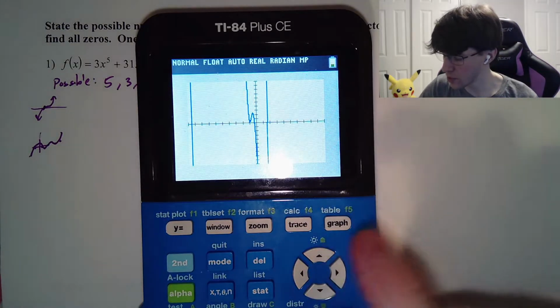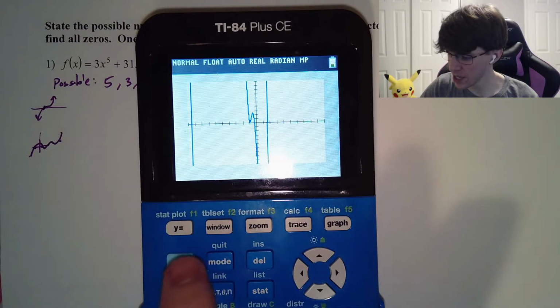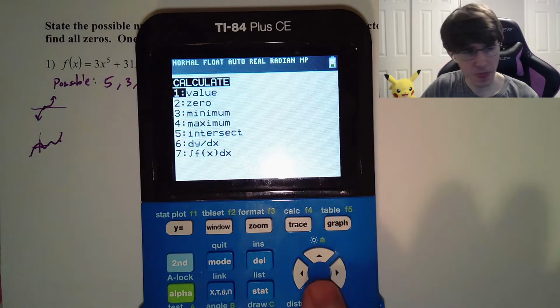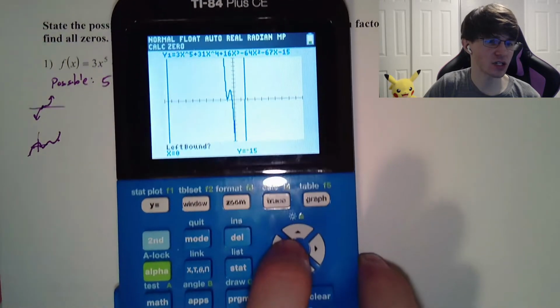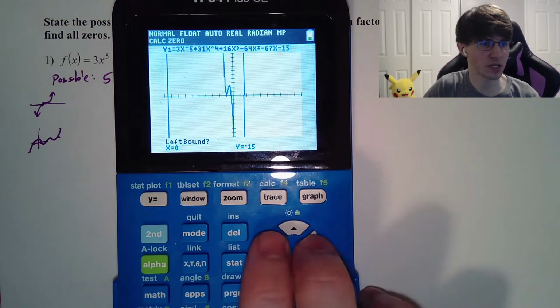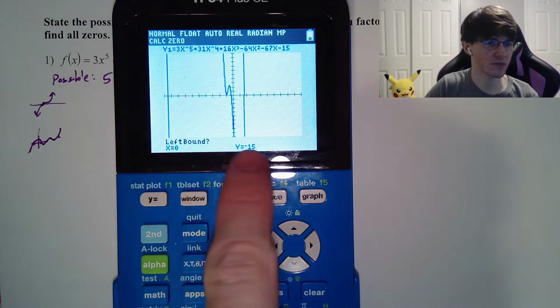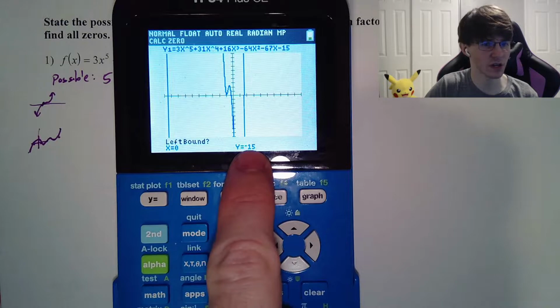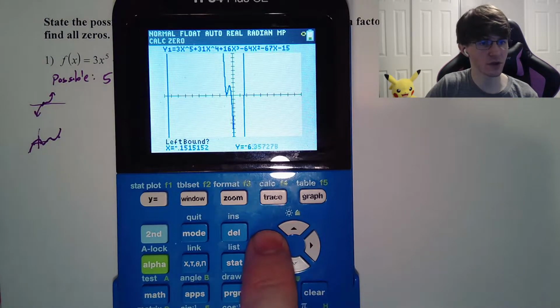So we can use the zero function on the calculator: hit second trace, number 2 is zero. Once you've done that, it asks you left bound, question mark. If you notice, it says 0 here and -15 here. The dot is not currently showing up because it's down below. But if you start moving your arrows left and right, eventually you'll start seeing a flashing dot.